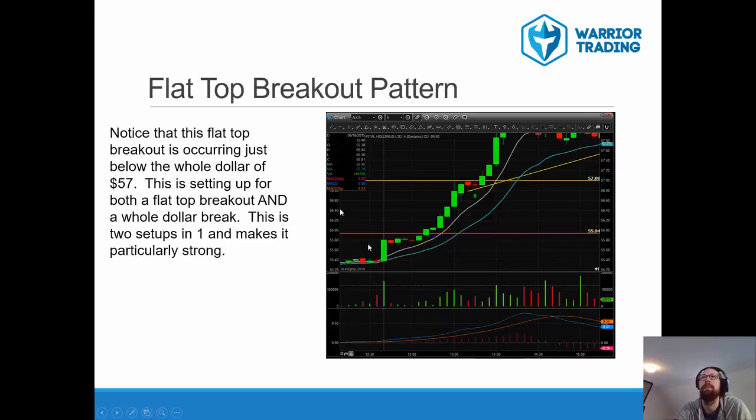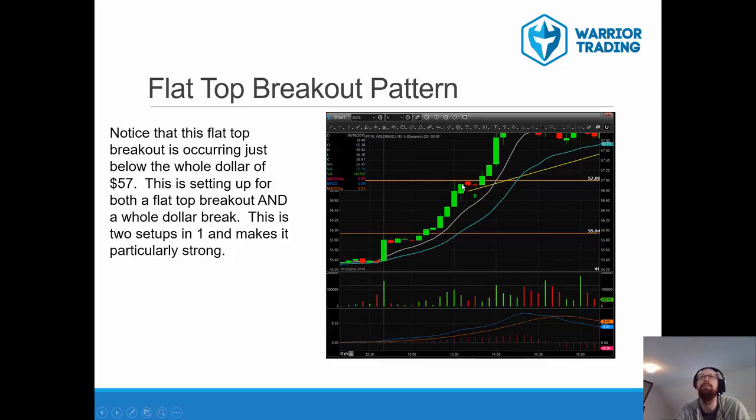Here's an example. This is on the 5-minute time frame. We tapped high of day at 57 once, twice, 3 times, and 4 times. Now remember, this has 2 setups. The first is that this pattern, regardless of the price, is a flat top breakout. But the second is that this is a pattern occurring right underneath a whole dollar.